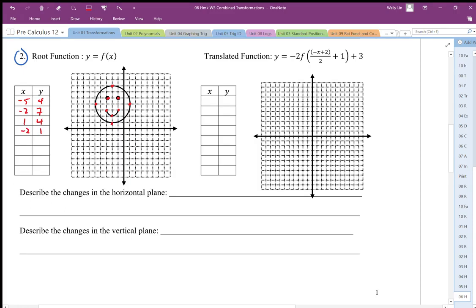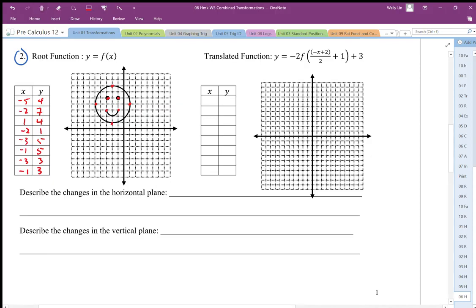The eyes are going to be at -3, +5, and -1, +5. For the smile, maybe I'll just do the two endpoints of the smile: -3, +3, and -1, +3. Okay, so we need to then figure out the transformations here.